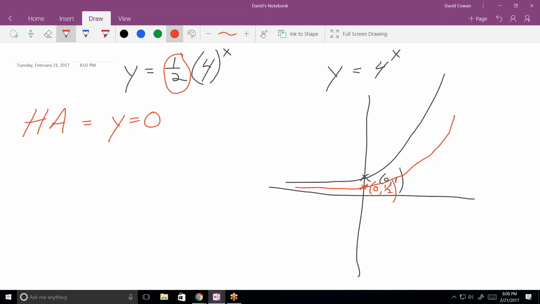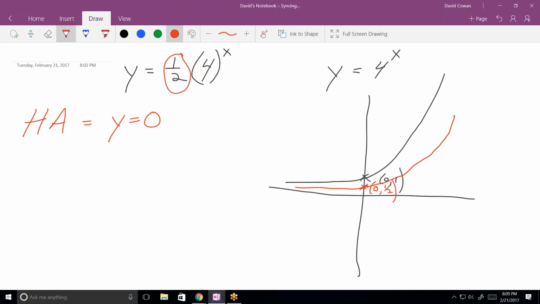Okay, is there a vertical asymptote? It doesn't ask for that, but there isn't one anyway. In other words, there's no vertical line here that this thing gets asymptotic with. I can go as far as I want to the right on the horizontal axis, and it just keeps going up on the y-axis. So the end behavior is infinity as x goes to infinity.